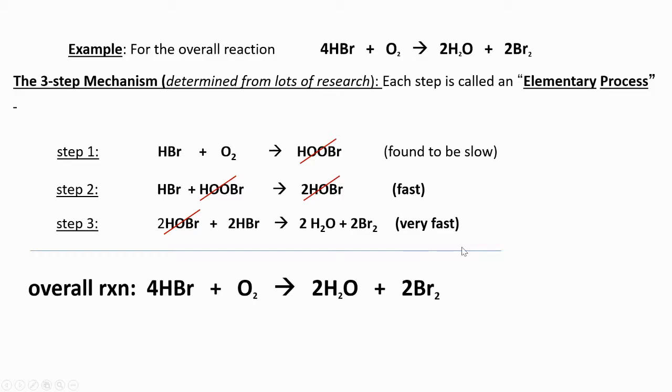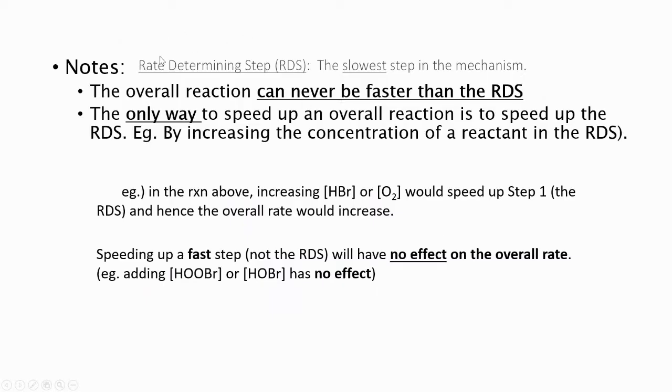All right, so the rate determining step is the slowest step in the mechanism. The overall reaction can never be faster than the rate determining step. The only way to speed up an overall reaction is to speed up the RDS, by increasing the concentration of the reactant of the RDS. So for example, in the reaction above, increasing the concentration of HBr or O2 would speed up step one, the rate determining step, and then the overall rate would increase.